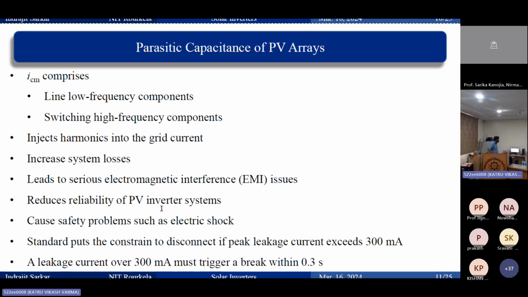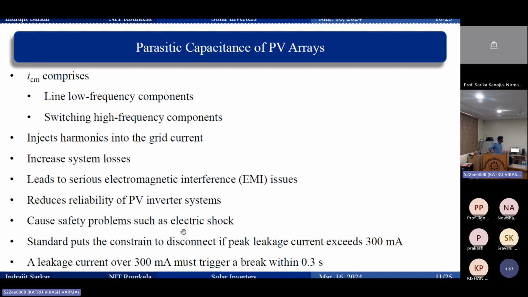Reliability of the PV inverter. Why do we talk about the reliability of the PV inverter? We, as power electronic engineers, are going to make that solar inverter. Now there are people who are working on protection of that inverter. When this common mode leakage current is more than a certain threshold, it is going to turn off the inverter for safety purposes. In that case, you are not going to get the solar power. So reliability is hampered. If common mode leakage current exists, it is going to hamper the reliability.